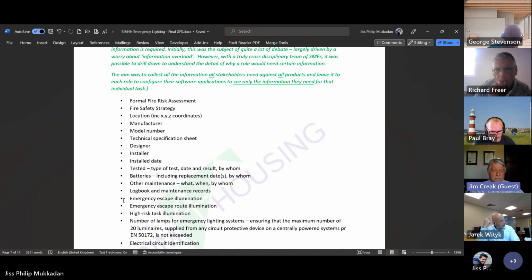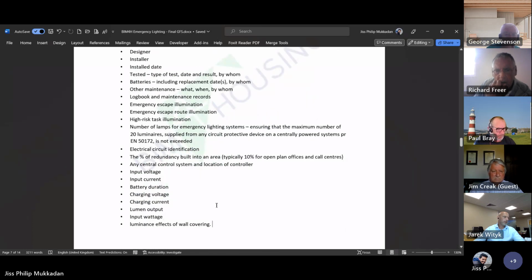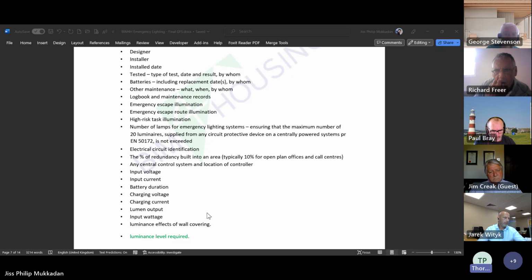There's one more: luminance level required. And this in turn links to a higher strategy where the high risk areas should be identified, but they never are. Agreed. You've got to be careful. Signage has a luminance level, but the lighting of emergency escape routes in open areas is based on illuminance.